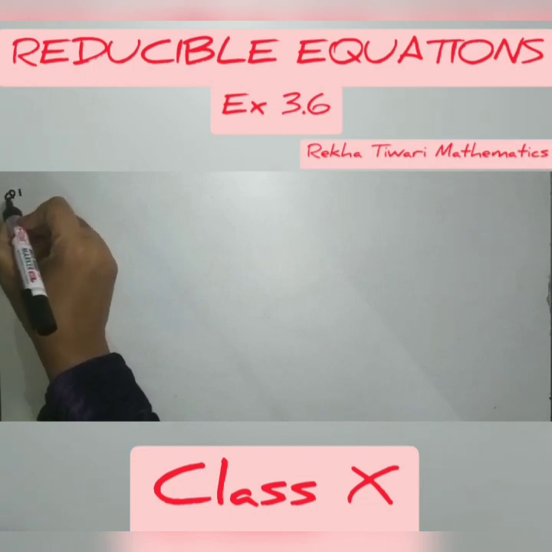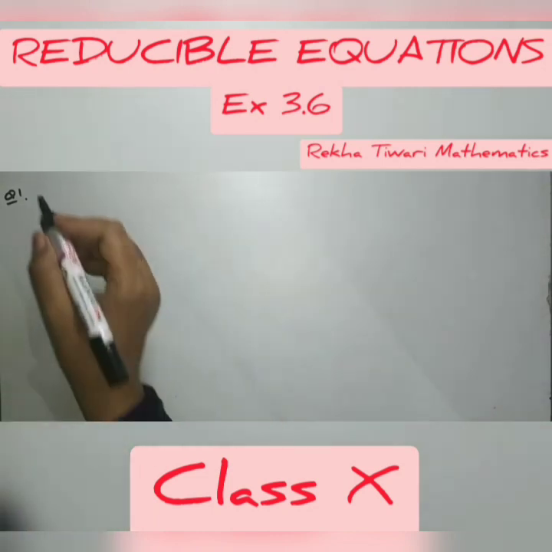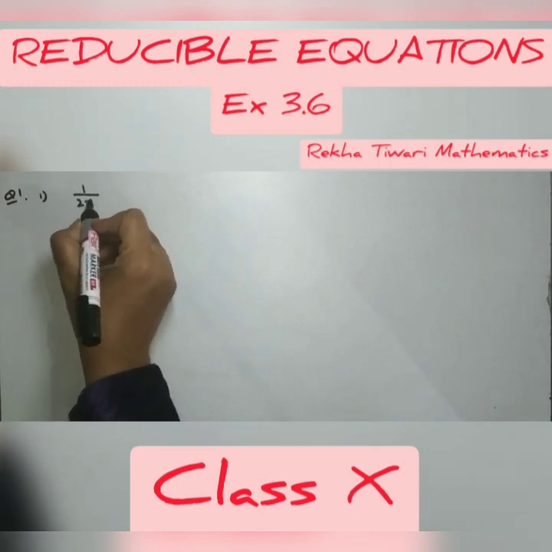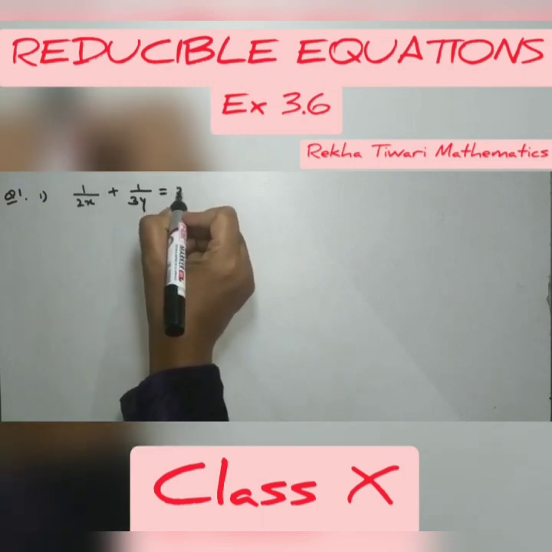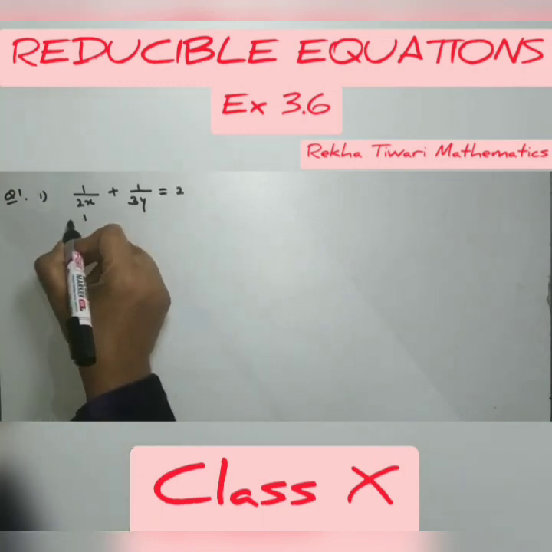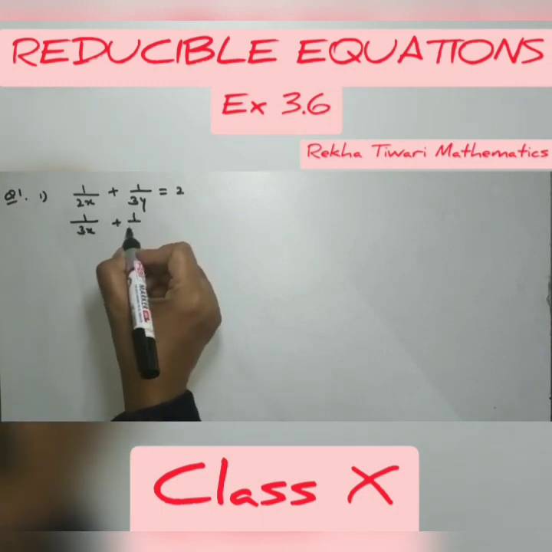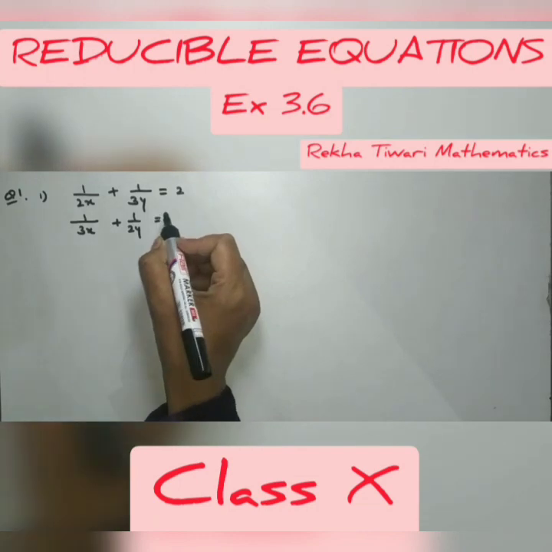Question number 1. Solve the following pair of equations by reducing them to a pair of linear equations. We have to reduce them. Let us take first example. The first example is 1 upon 2x plus 1 upon 3y is equal to 2. And the second equation is 1 upon 3x plus 1 upon 2y equal to 13 by 6.